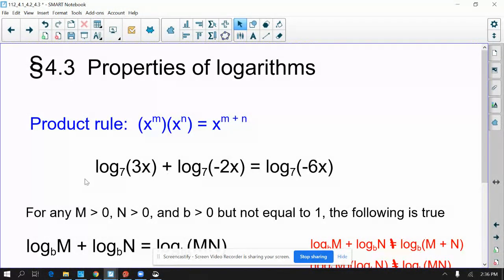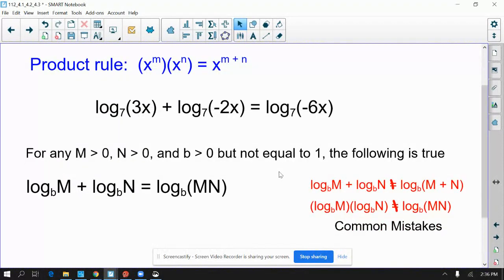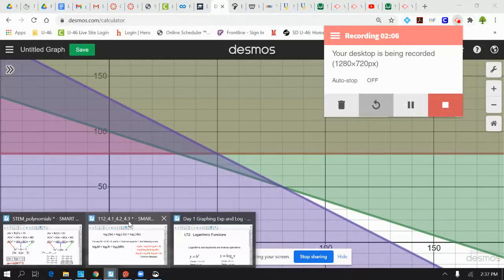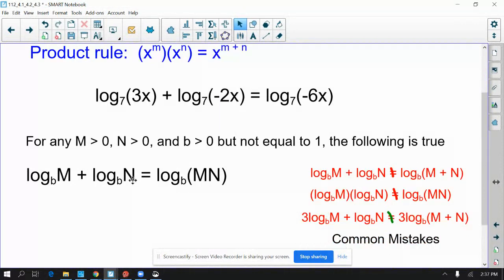So in short, if you are adding two logarithms that have the same base, you can make it one logarithm, but you multiply the two powers. So log base 7 of negative 6x. Okay, so in general, m and n, we're told that they're greater than 0, which they would absolutely have to be since logs can only receive positive numbers here. And when you're adding two logs that have the same base, you just write it as one log. You multiply the two arguments, m and n.